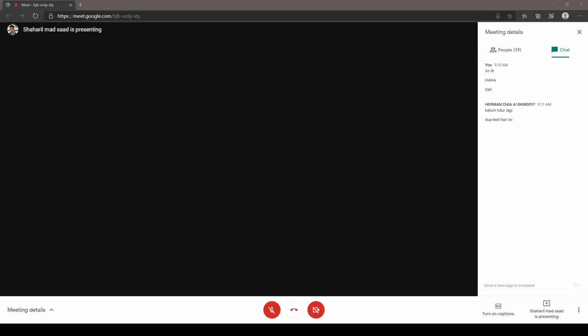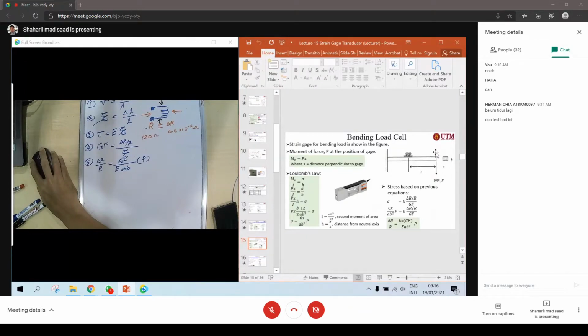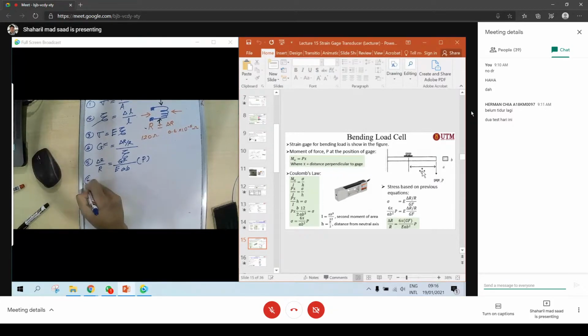So now is formula number 5. And then sometimes we can have the bending load cell. Bending load cell means that you will have some rigid one, this one, and then you put your strain gauge, for example, like this, you put it here, and then the force is applied at the end of this one, so we call it the bending load cell.